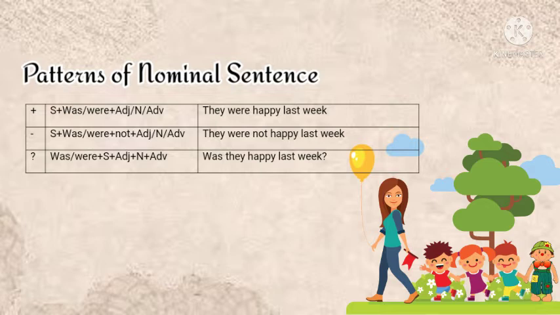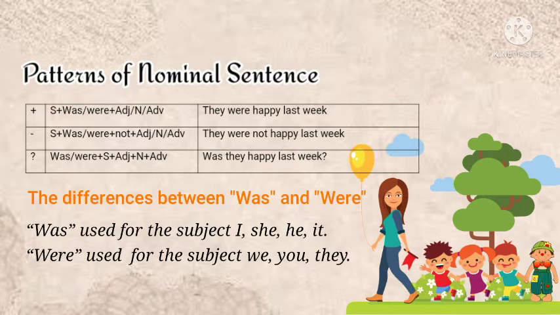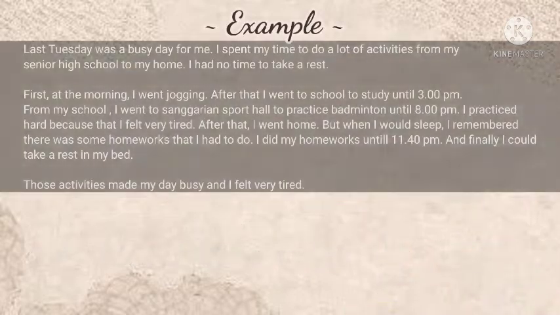So can you imagine what the difference between was and were is? The difference between was and were is, was is used for the subject I, she, he, and it, while were is used for the subject such as we, you, and they. So here is the example.